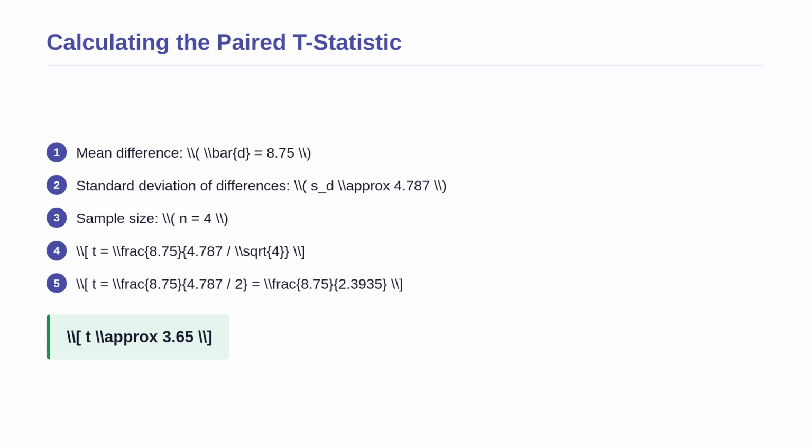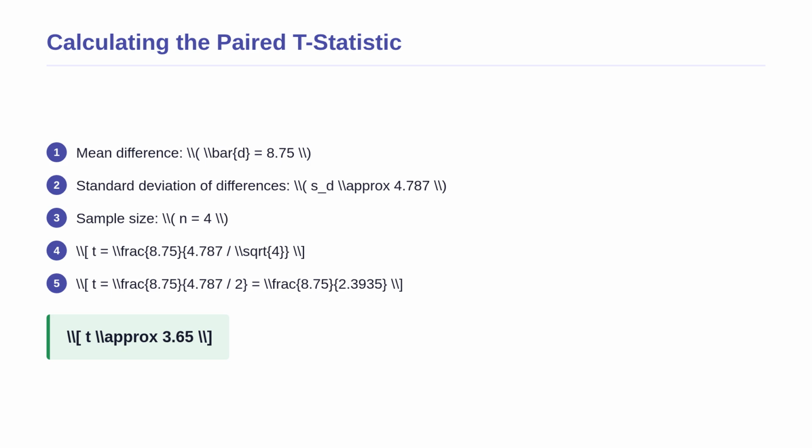Now we take our mean difference and plug it into the paired t-test formula. We also calculate the standard deviation of our 4 different scores, which comes out to approximately 4.787. This tells us how much the individual responses varied around the average drop. We divide this standard deviation by the square root of our sample size, which is exactly 2.